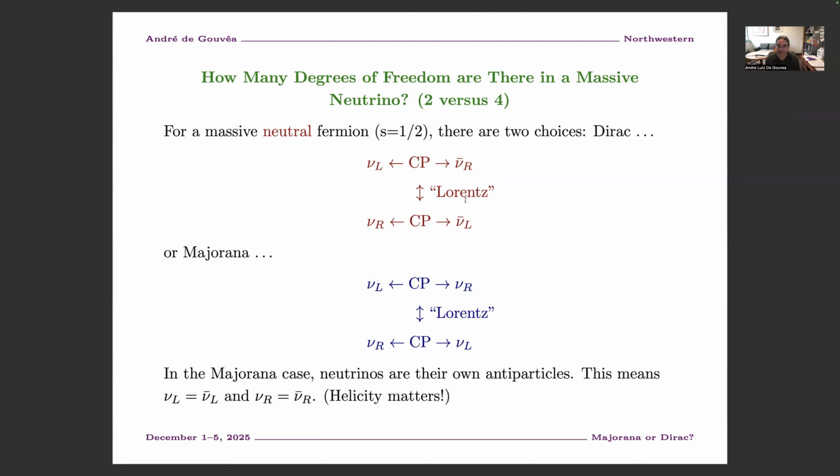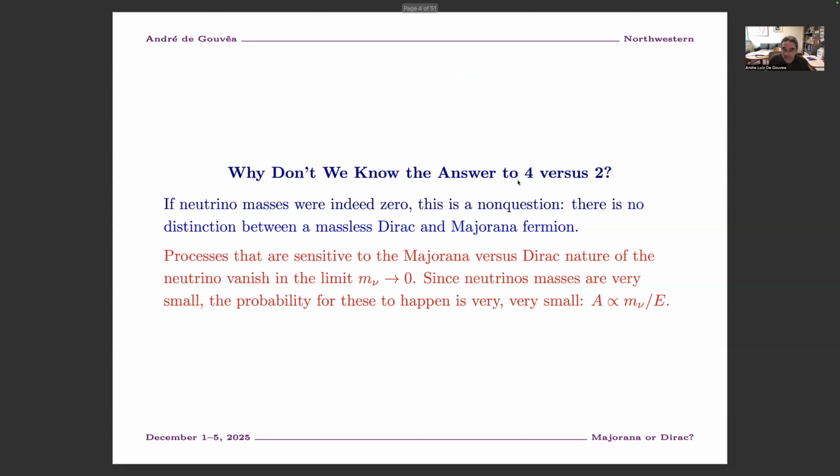So that means that even if I have a massive neutrino, it is possible that it requires 4 degrees of freedom to describe, but it's also possible that it requires 2 degrees of freedom to describe. So if the neutrino requires 4 degrees of freedom, we call that a Dirac neutrino. If it requires 2 degrees of freedom, we call that a Majorana neutrino. Now, 4 and 2 are very different numbers, so it's fair to ask how come we don't know what the answer to that question is.